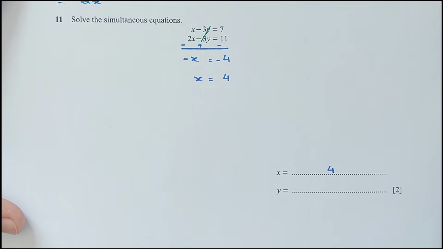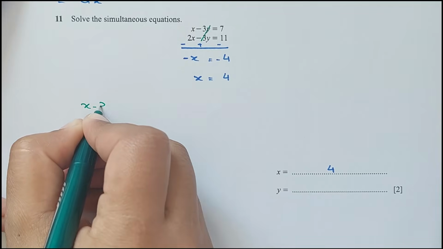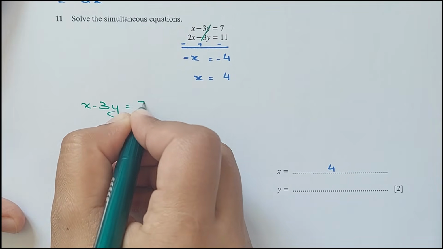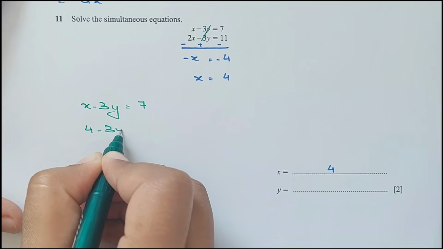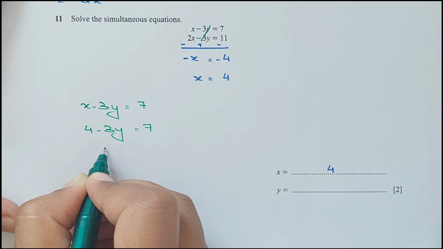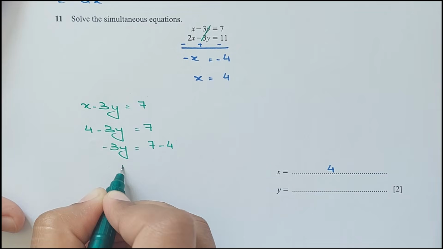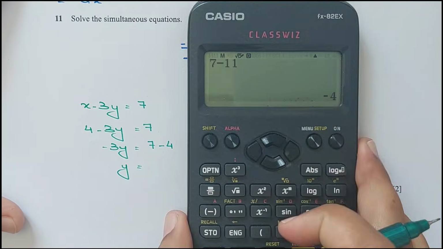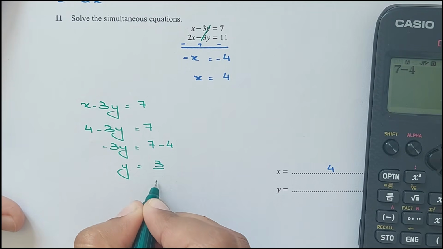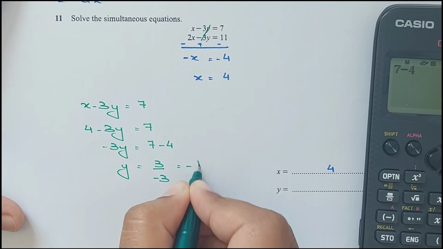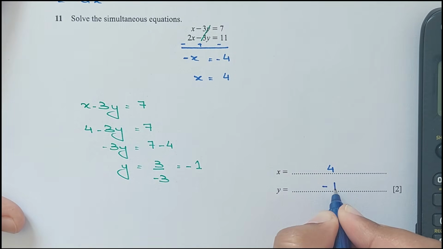Now substitute the x value into first or second equation. We will get y. X minus 3y is equal to 7. So we can say x is 4, 4 minus 3y equals to 7. Minus 3y equals to 7 minus 4. And y equals to 7 minus 4 is 3, and 3 over minus 3 is equal to minus 1. Y value is negative 1 and x value is 4.